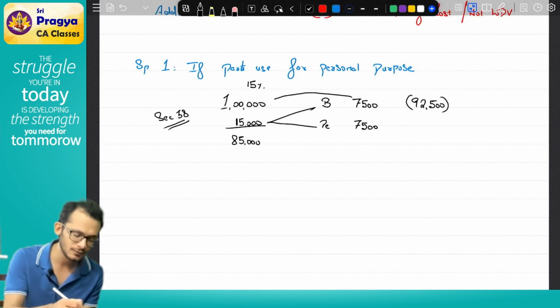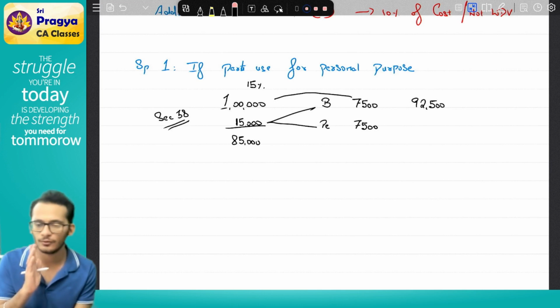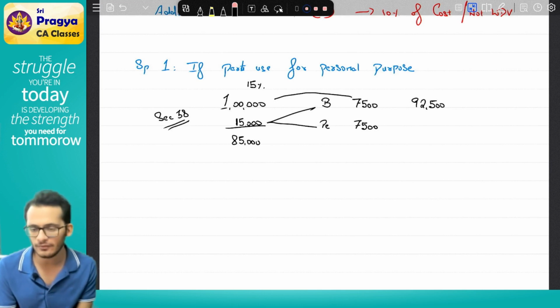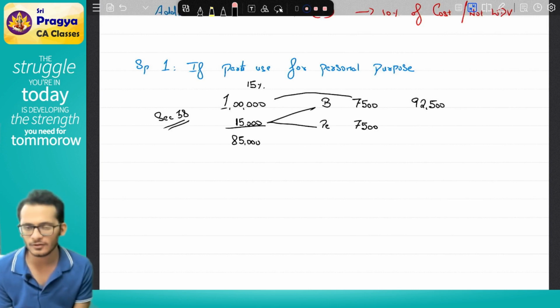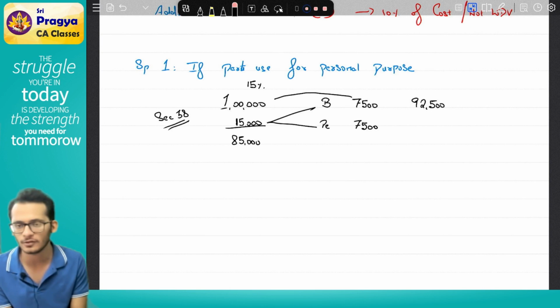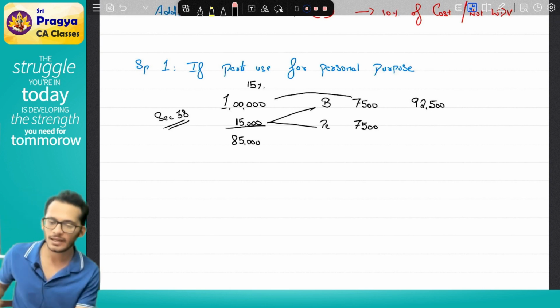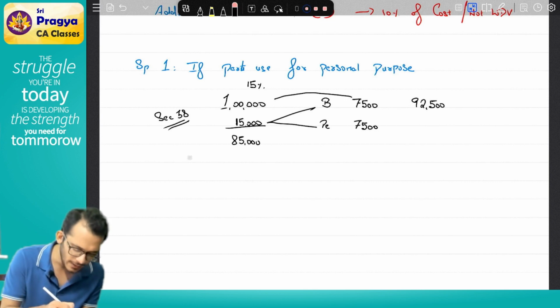Now, why am I asking you this? Understand, technically, you use the machinery fully, for the full 15%, in which 50% was for business and 50% was for personal. But at the end of the day, the business asset was used. So one school of thought will come and say, Rahul, I should do depreciation only on 85.